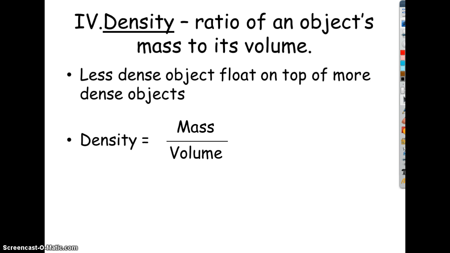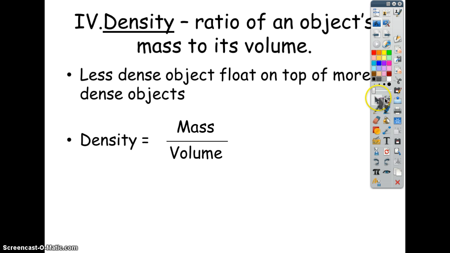Density is the ratio of an object's mass to its volume. Density does tell if an object's going to float or sink. If it is less dense than whatever it's in, it will float on top of more dense. So that explains like oil and water, why one of them floats and one of them does not. Or ice and water, your ice is less dense than your water. The equation is density equals mass divided by volume.